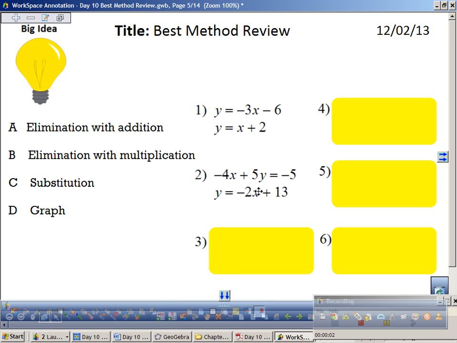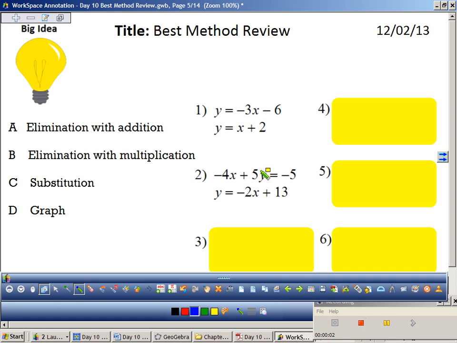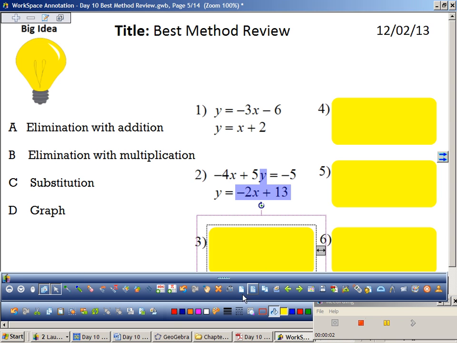Good. I would use substitution. That looks like the easiest thing to do. Because you could just put y equals right there and substitute it as y. Excellent. So I know what y equals, so I can just put y in there, right? Okay. Pick somebody.